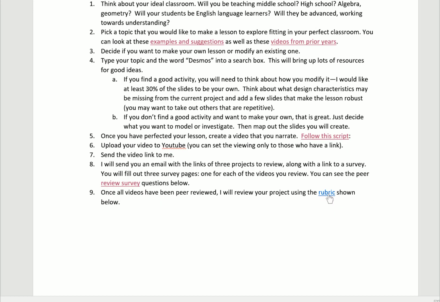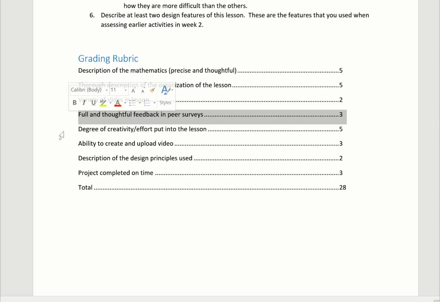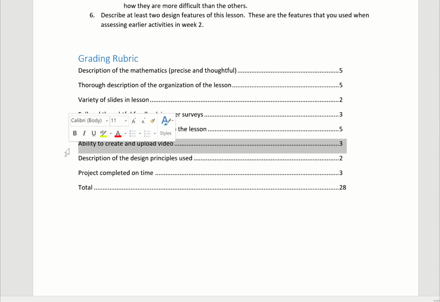So the final step is this rubric here. Your description of your mathematics, how precise and thoughtful it is, that's 5 points. A thorough description of the organization of the lesson, the variety of the slides in the lesson, thoughtful feedback that you provide others in the peer survey, the degree of creativity that you put into it. In other words, if you copied someone else's, that's great, but you need to have some creativity that you added.